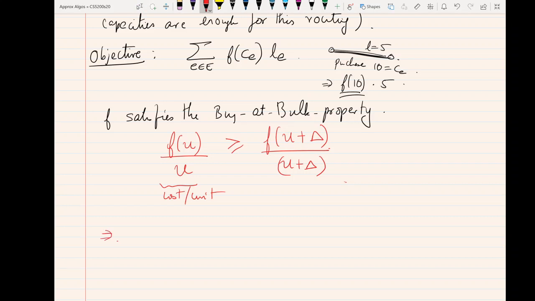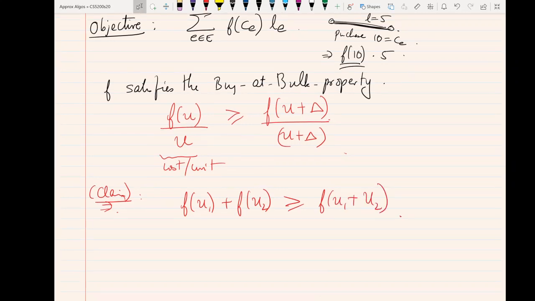Now, an immediate implication of this, I claim, is that f of u1 plus f of u2 is greater than or equal to f of u1 plus u2. And why is this? What does this statement say? It just says that if I buy 20 units in bulk, it costs less than buying 2 cables of 10 units. The reason this holds is you just replace delta by u2 and u by u1, and vice versa.